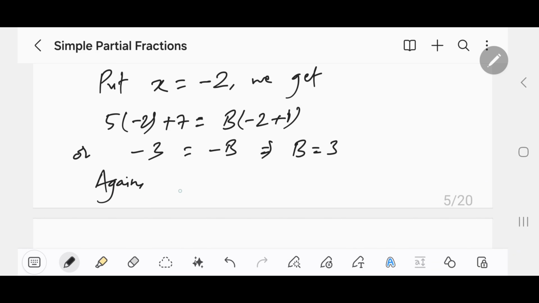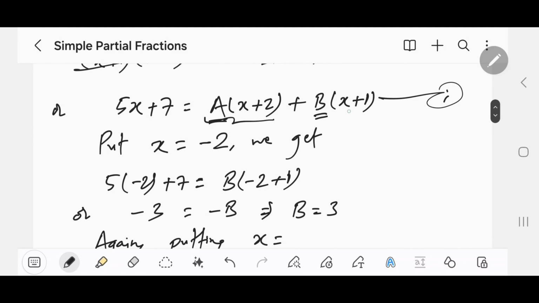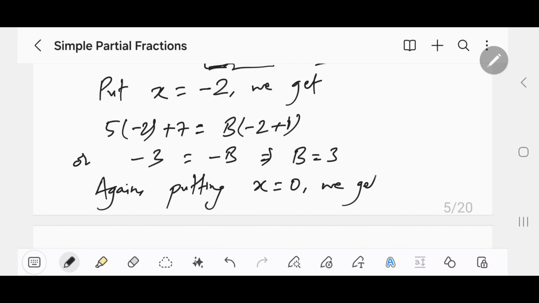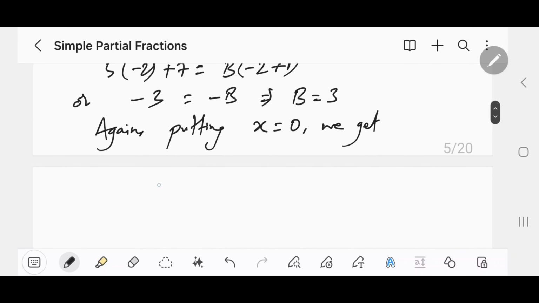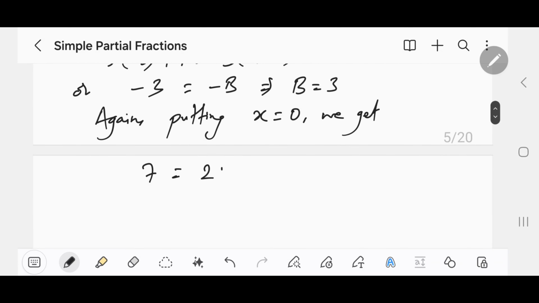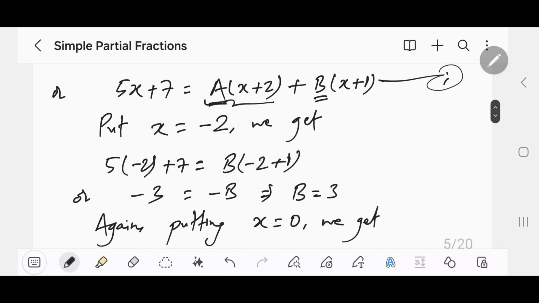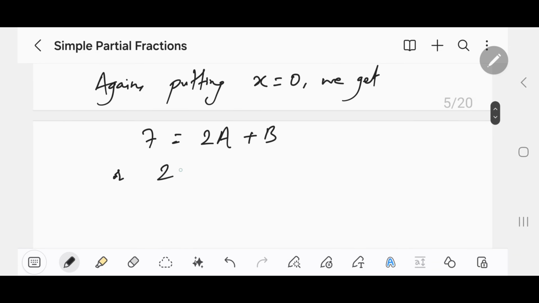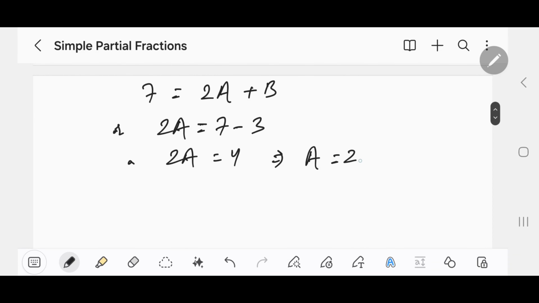Again, now you can use x equals minus 1, or since we have already known the value of b, we can use x equals 0 also for simplicity. x equals 0, we get 5 into 0, 0 plus 7, 7 equals 2a plus b, or 2a equals 7 minus b, b is 3, or 2a equals 4, that implies a equals 2.